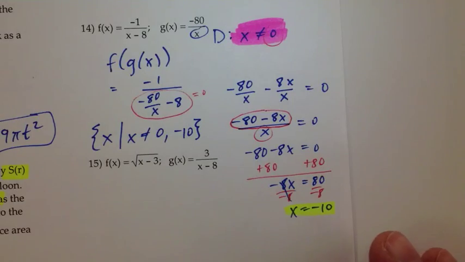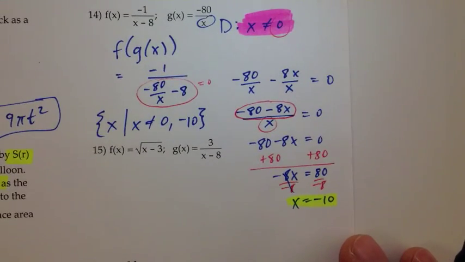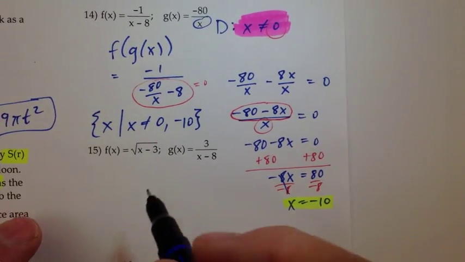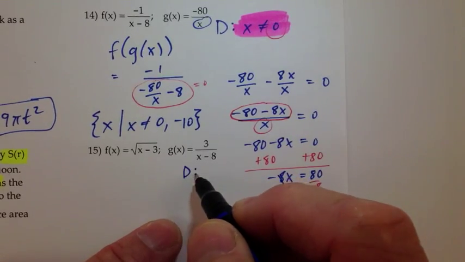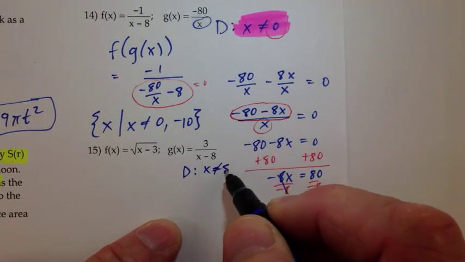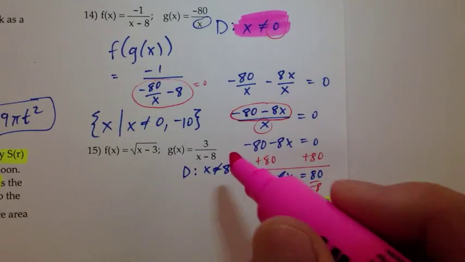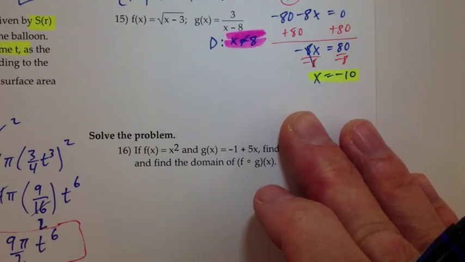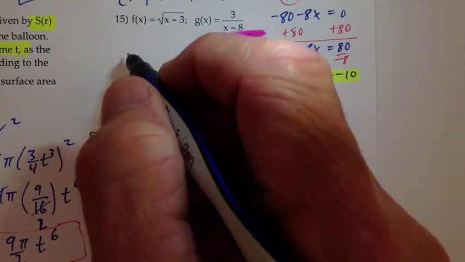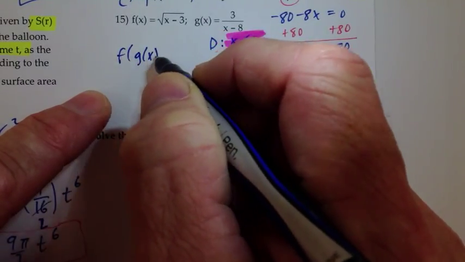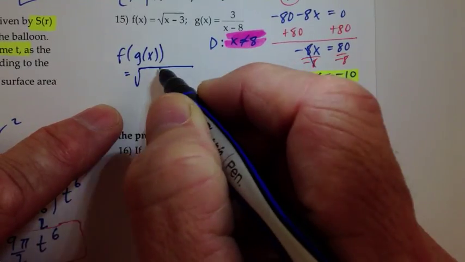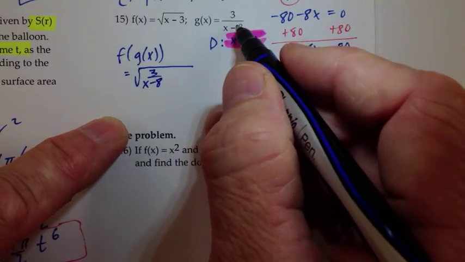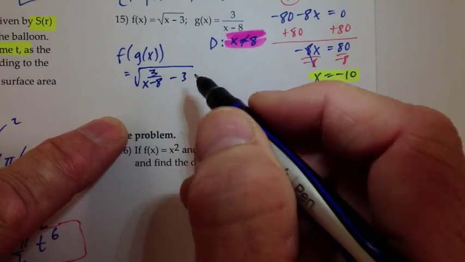So I'm going to go ahead and keep going. If you were brave and got number 14 right, great. Maybe you've tried number 15 as well, and if you haven't, then please do. Okay, so domain restriction here, x cannot be equal to 8. Domain restriction of g of x. Okay, so I'll highlight that, and if we find any other restrictions, we'll have to highlight those as well. So f of g of x is equal to the square root of 3 over x minus 8, right? So 3 over x minus 8 is g of x, goes there, minus 3.